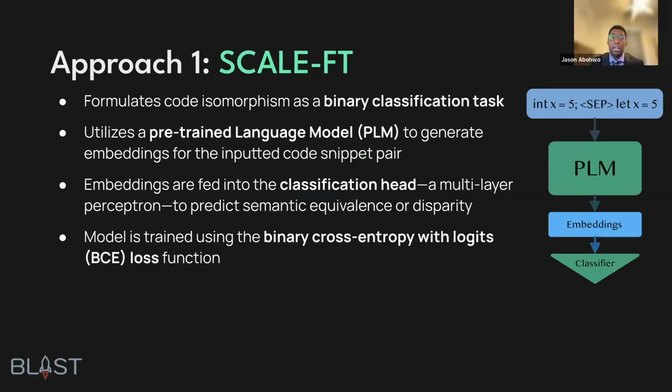SCALE-FT, or fine-tune SCALE, formulates the problem of code isomorphism as a binary classification task, in which the model attempts to predict whether 2 given pieces of code are similar or dissimilar. In this approach, we use a pre-trained language model, of which the weights remain trainable, to generate embeddings from an initial pair of concatenated code snippets with a separator token in between. These embeddings are then fed into a classification head, a multi-layer perceptron, which uses the embeddings to predict semantic equivalence between the initial pair of snippets. With this forward process, the model is trained using backpropagation and binary cross-entropy loss with logits. A simple visualization of this process can be seen on the right.